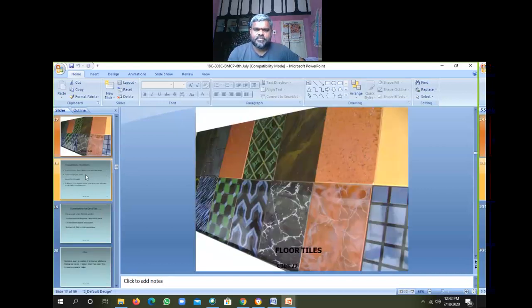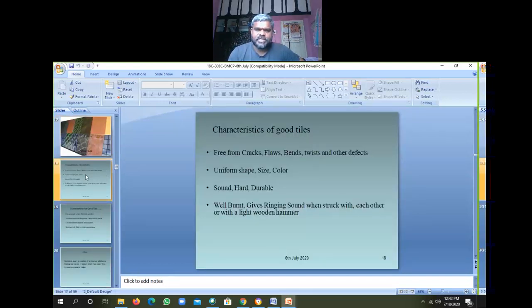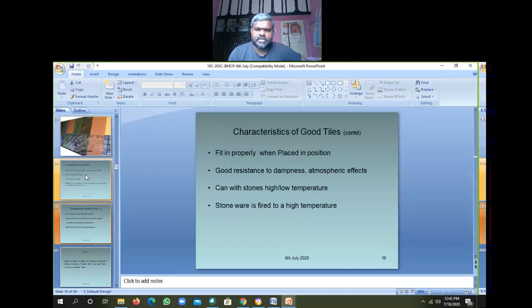There are floor tiles, and characteristics of a good tile: it should be free from cracks, it should have uniform shape and color. Sound, hard, durable, well burnt, fitting properly when placed in position. Good resistance to dampness and atmospheric effects, and it withstands low and high temperatures.